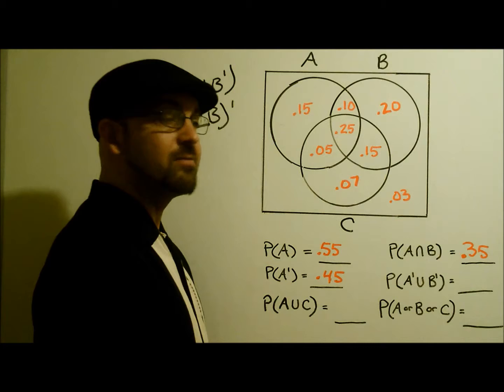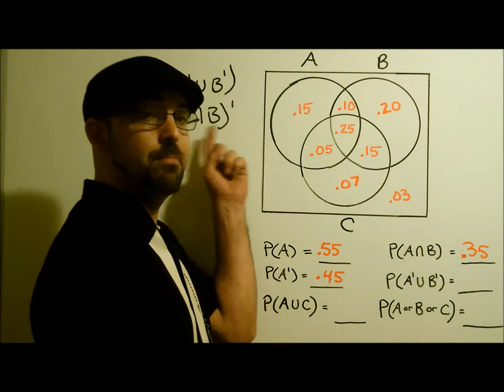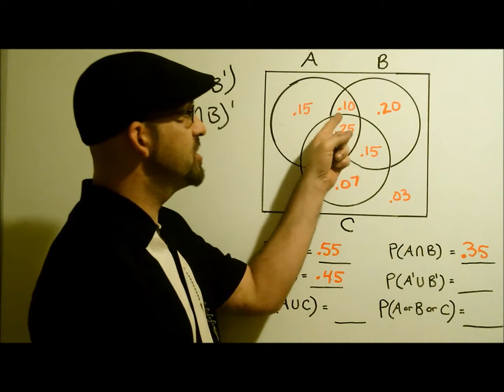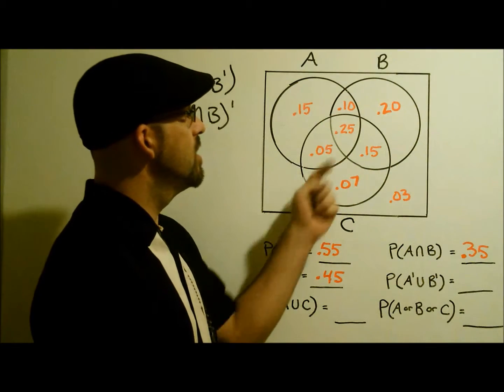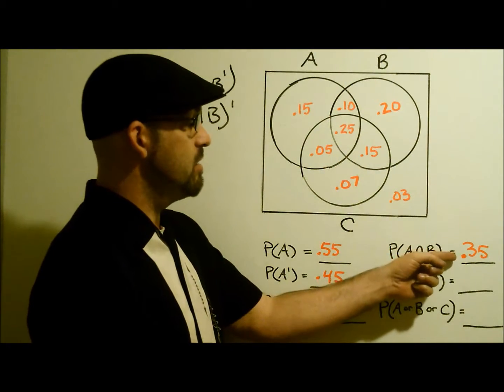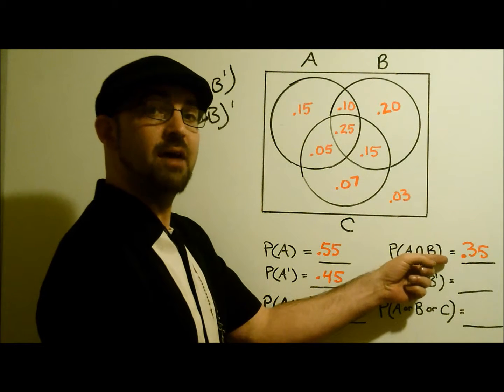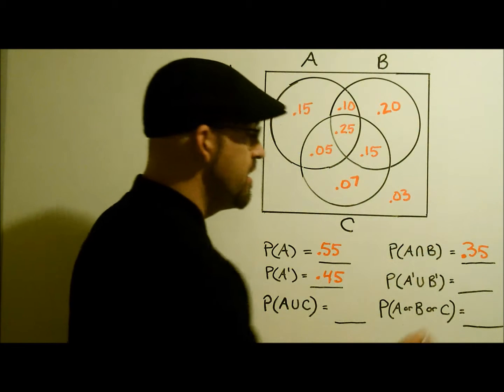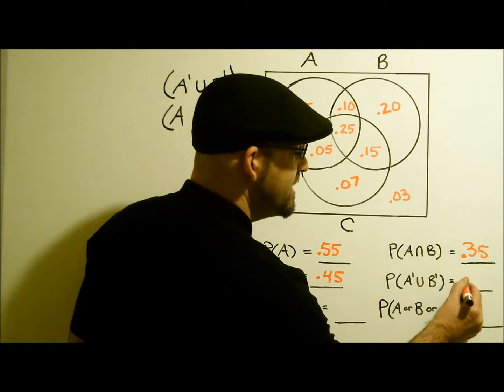So let's figure this out. (A and B) prime simply is not the intersection of A and B. The intersection is 35%, and all we have to do is subtract that from 100%. That leaves us with 65%.